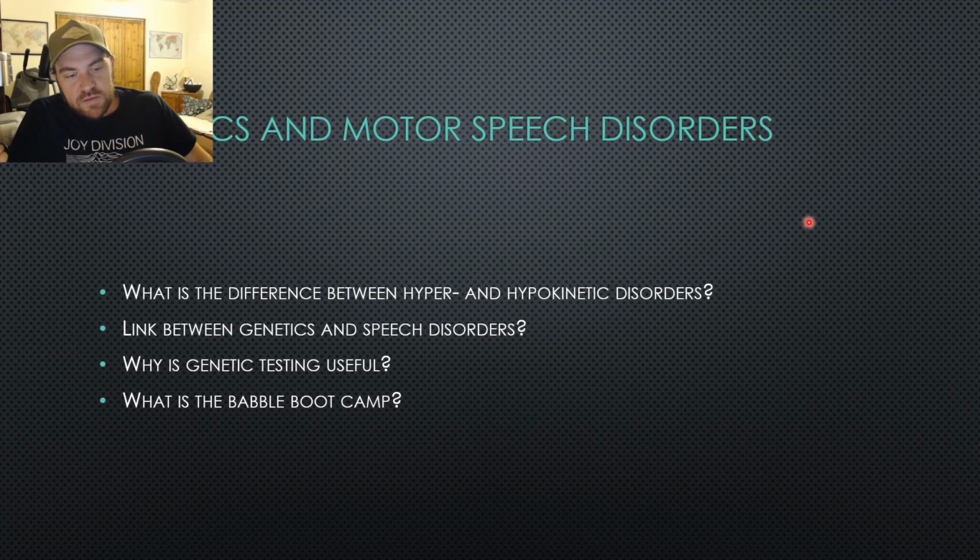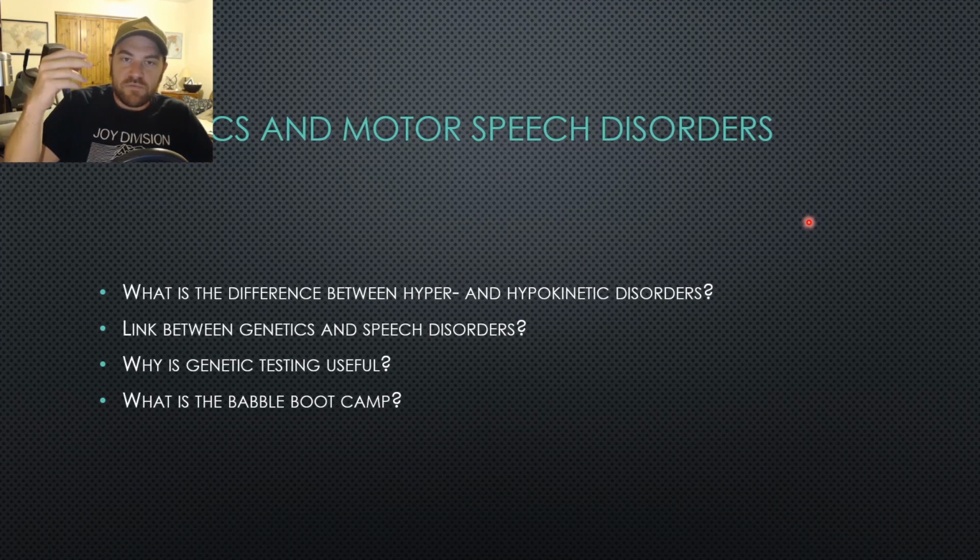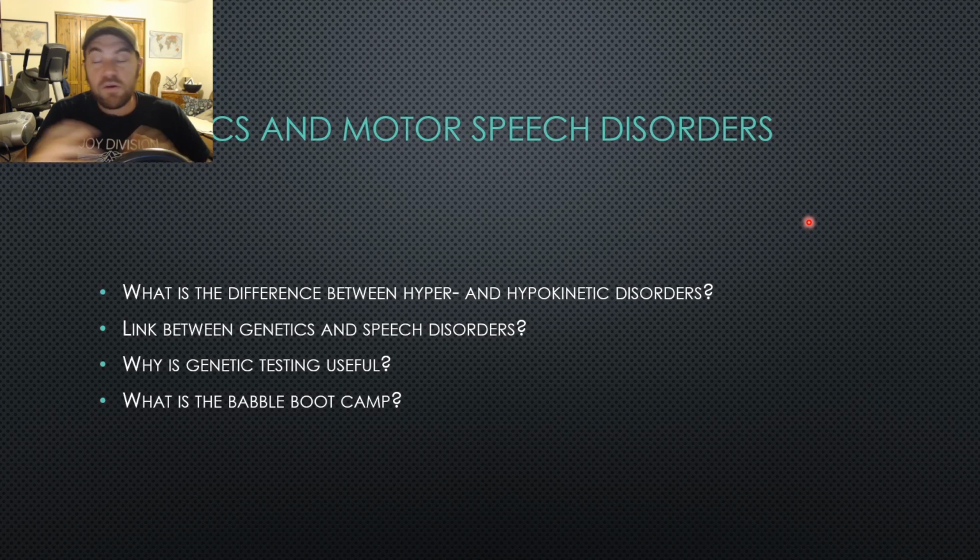The link between genetics and speech disorders, what is it? Well, it's that we can see things and they can look very similar, right? So we can have a few different clients come in and they can present with very similar disorders. In fact, they can look on paper exactly the same. They can look to us exactly the same. We might have two clients and both of them have trouble with certain speech sounds, right? Maybe R's or something like that.